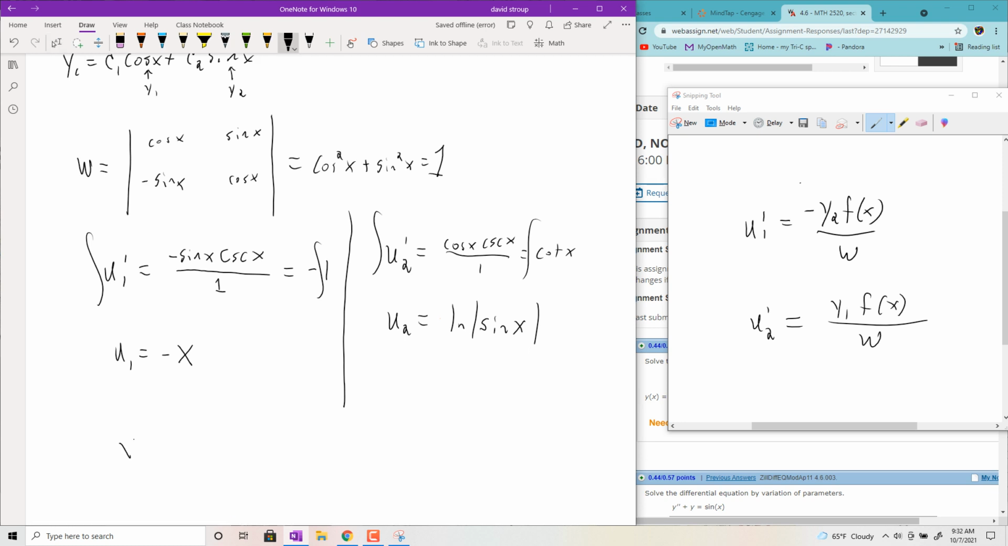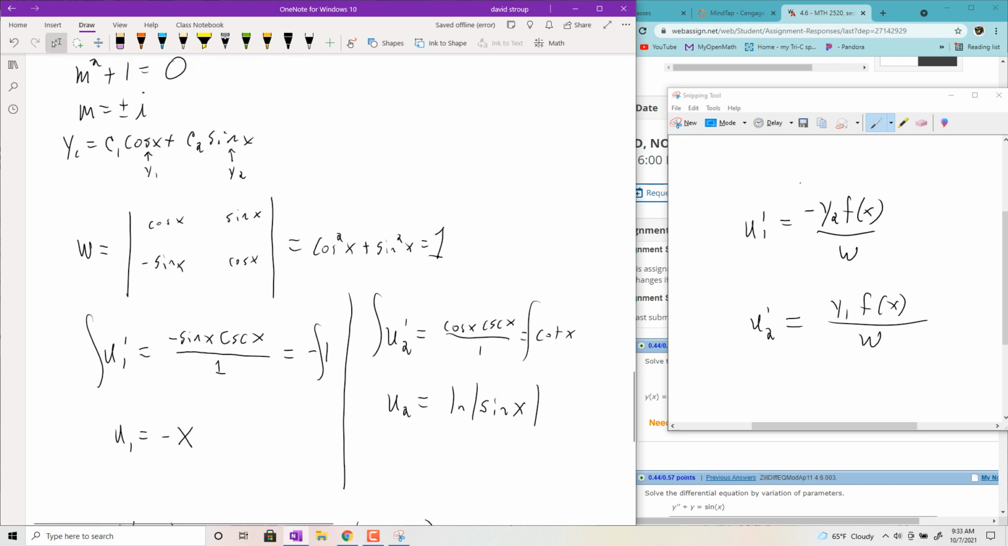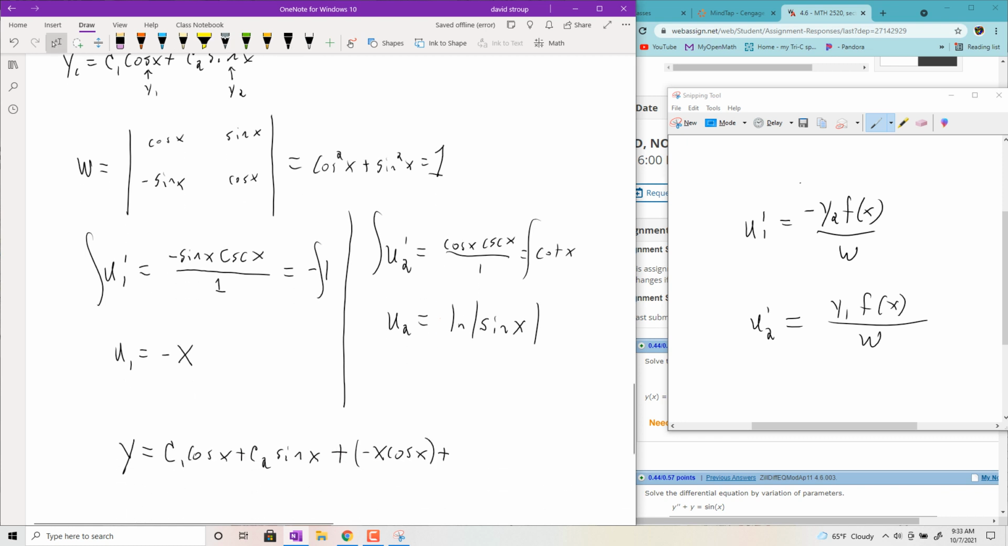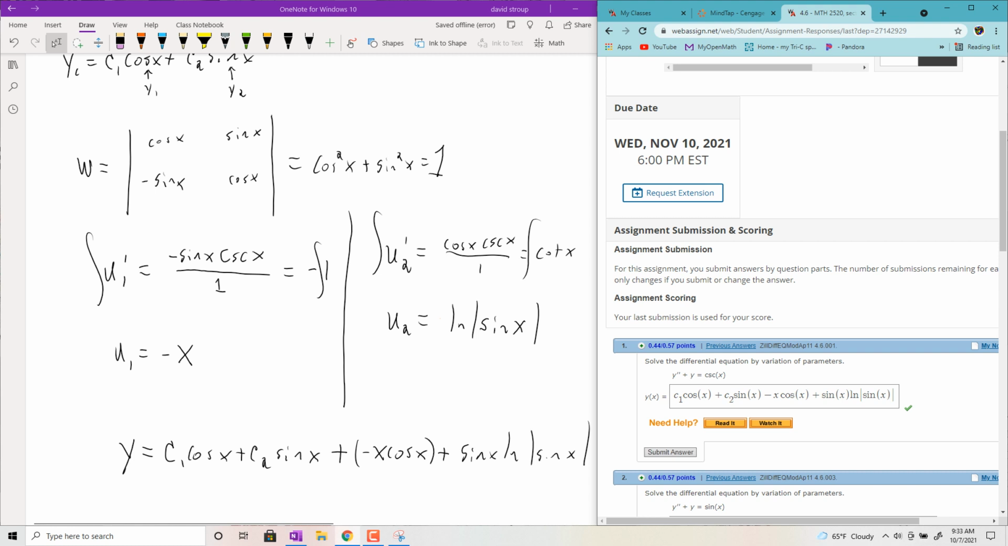Finally, my solution is going to be the complementary part, so c1 cosine x plus c2 sine x, plus the particular parts, which are just u1 times y1. The first one is negative x times cosine x. And then the second is u2 times y2. Again, y1 and y2 are from the complementary part of the solution above. So I have sine x ln absolute value of sine x, which looks weird, but I believe that's it.